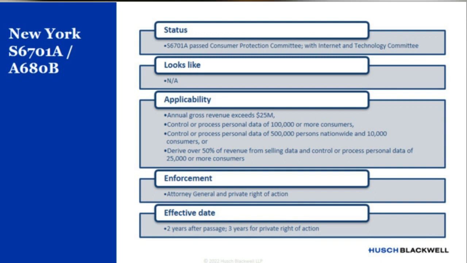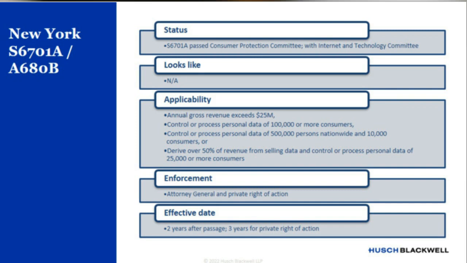As for the status, the Senate bill has passed the Consumer Protection Committee and is now with the Internet and Technology Committee. The Assembly bill is still with Consumer Protection. Looks like not really applicable because the provisions here don't exactly align with anything out there, which we'll see as we go over some of the provisions.